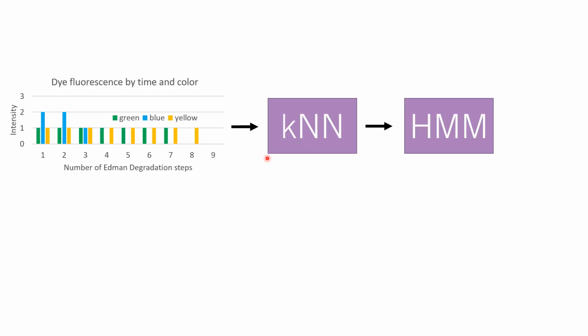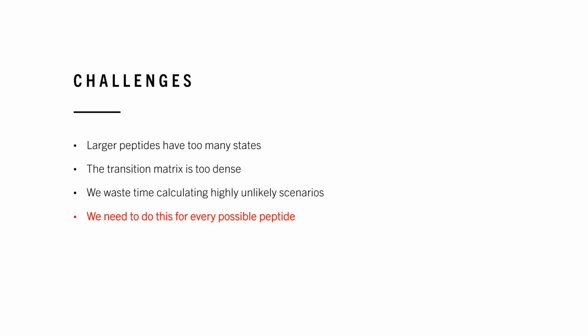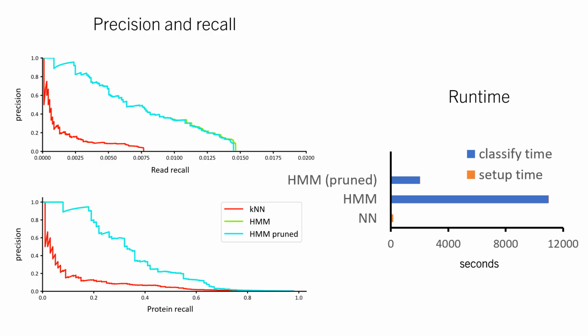So the trick here is to use both models. We take our read and we first classify with k-nearest neighbors, and then we take maybe 1,000 of the best peptide candidates, and we're going to only process those with our hidden Markov model. And then when we do that, the hidden Markov model can deal with the weakness of the k-nearest neighbors, hopefully. And so that's how we deal with this. Let's see if it worked.